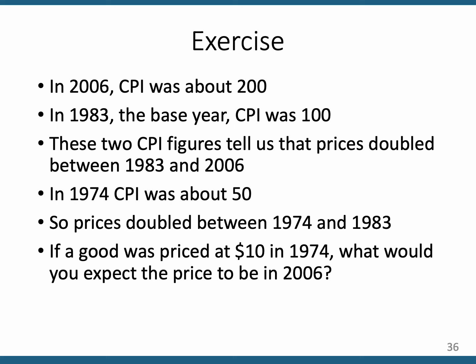So now you're ready to answer this question in the last bullet. If a particular product was $10 in 1974, and if it was the average price product, what would that product cost in 2006? Or if you're to adjust for inflation, another way to look at it, what would that product's price be in 2006 dollars? Well, it's 4 times $10, $40, right?